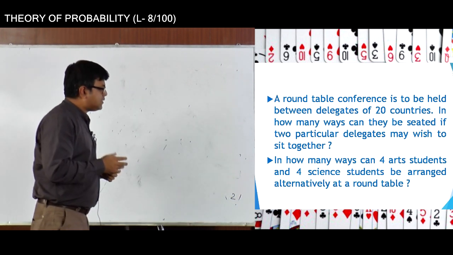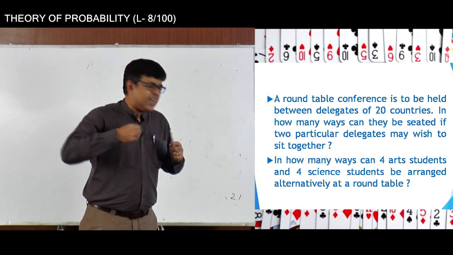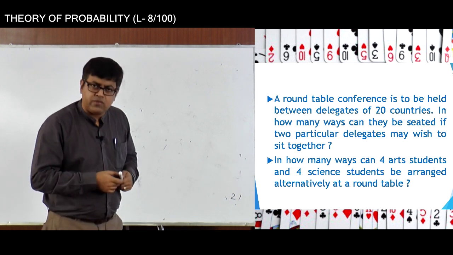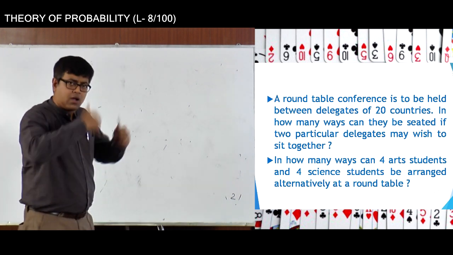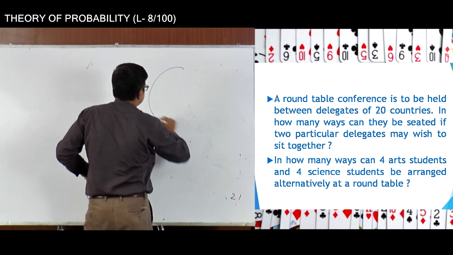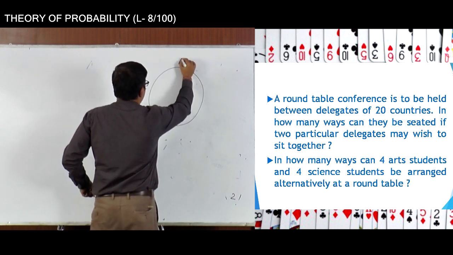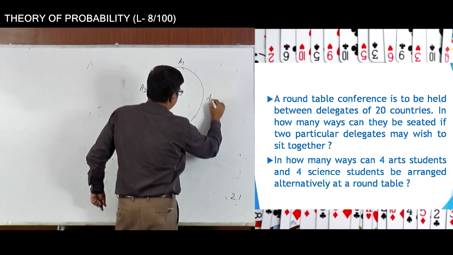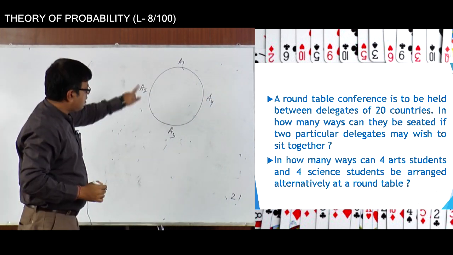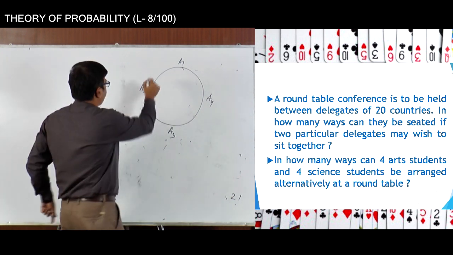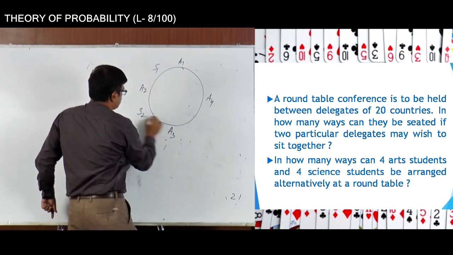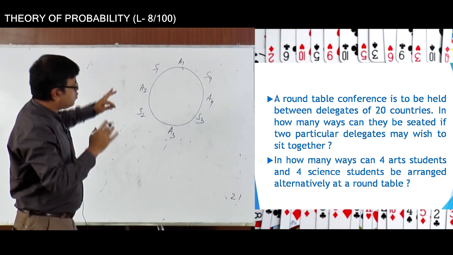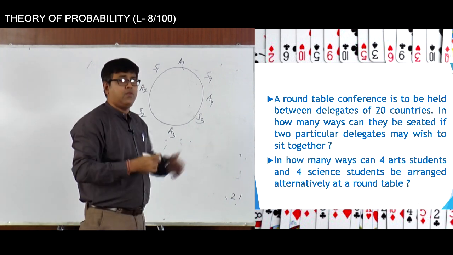So what we can do is fix either one of the art students or one of the science students first, because we have to arrange them in a circular manner. Let's say this is the circle, and these are the art students, we name them A1, A2, A3, A4. Alternately, the science students will sit between the art students. So let's say it is S1, S2, S3, S4. This is one such arrangement. Now you have to find out how many ways you can do that.